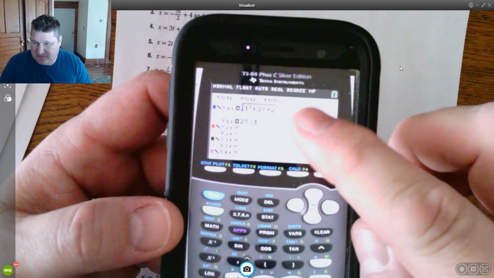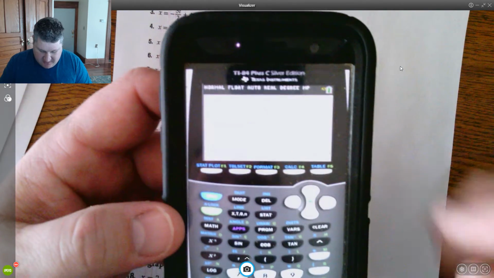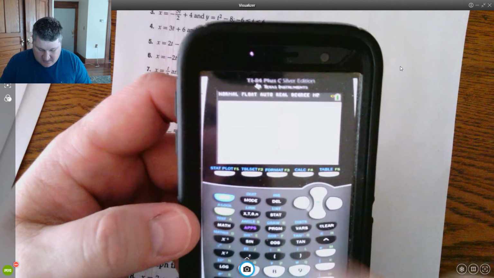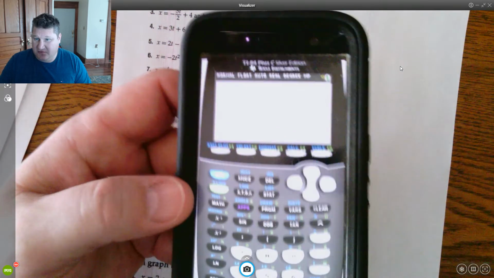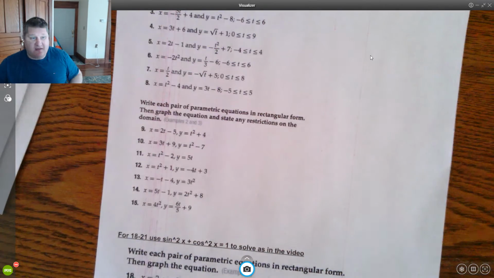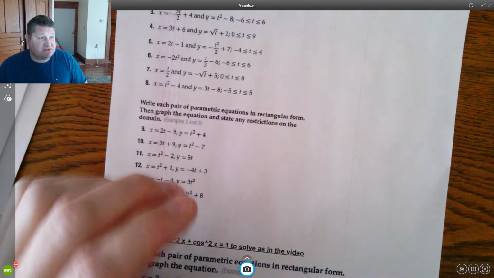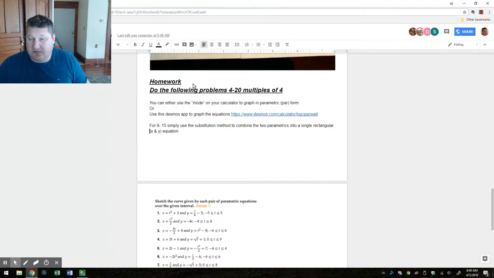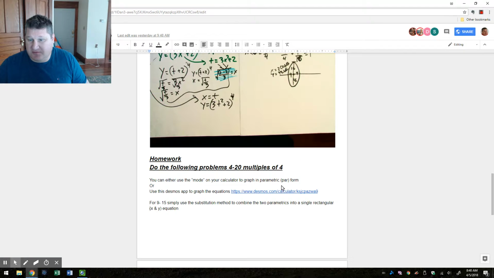So there's two places for the equations. Then you simply graph them. Now, you might have to go over here to Window and set how far they go between, okay? So that's one way to do it, but that's not how I would suggest. I would go ahead and use the link provided here.